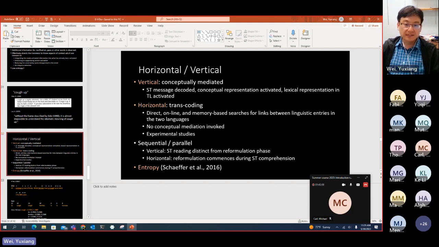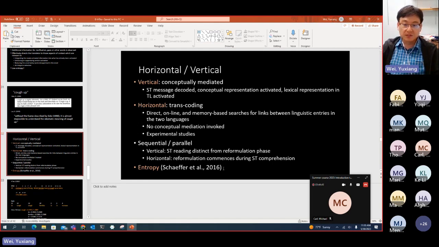They also have to do with a sequential versus parallel processing perspective. The vertical translation process argues that the ST reading stage is distinct from the reformulation phase. So ST reading and TT production are different processes, whereas the horizontal perspective would suggest that the reformulation processes already occur when the ST is read. So both the ST comprehension and the TT reformulation occur at the same time. And that basically is a parallel processing perspective.